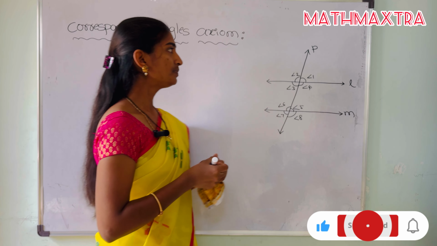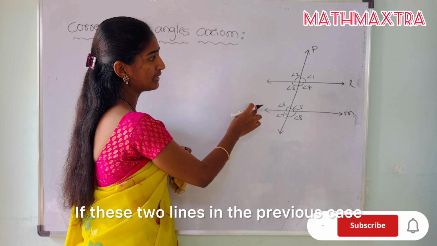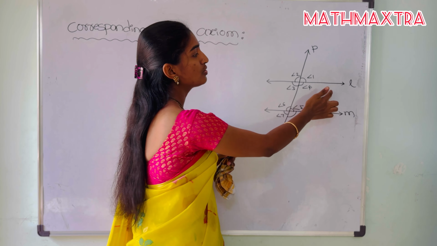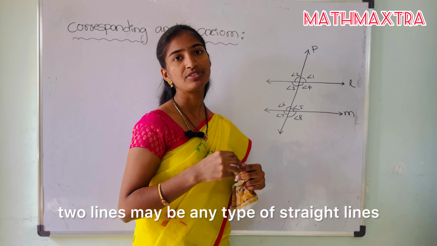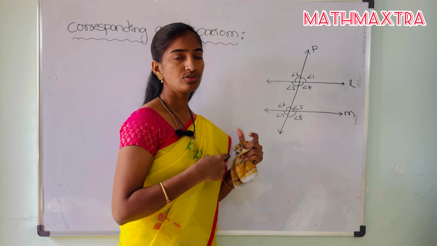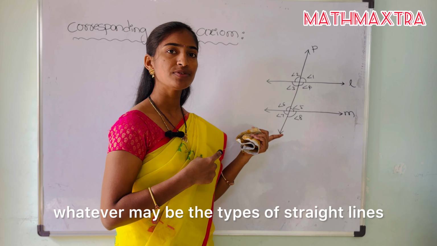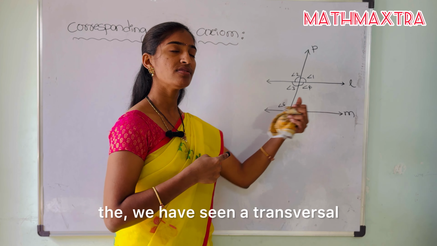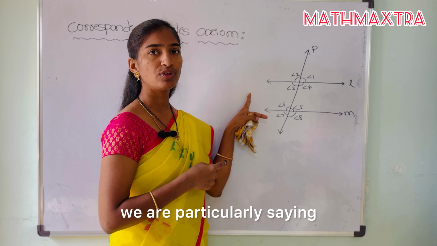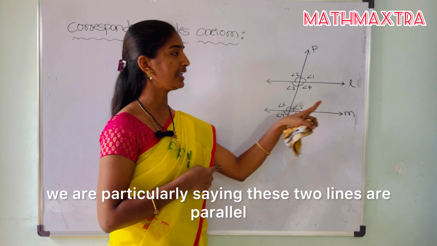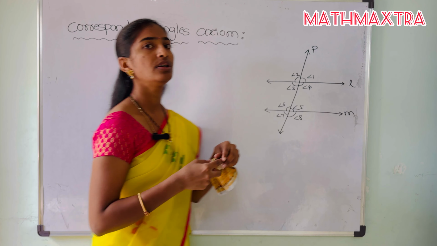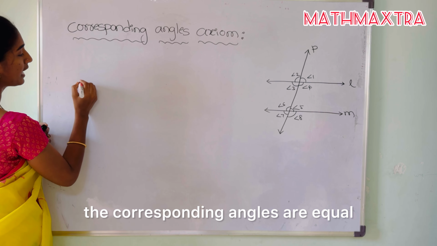We know it is forming different types of angles, that is corresponding angles, interior angles, exterior angles, alternate interior angles, and so on. In the previous video we have seen these two lines may be any type of straight lines, meaning they may be parallel or they may be intersecting lines. Whatever the types of straight lines, we have seen a transversal and the different angles made by the transversal. But in this case we are particularly saying these two lines are parallel. Because these two lines are parallel, the corresponding angles are equal.